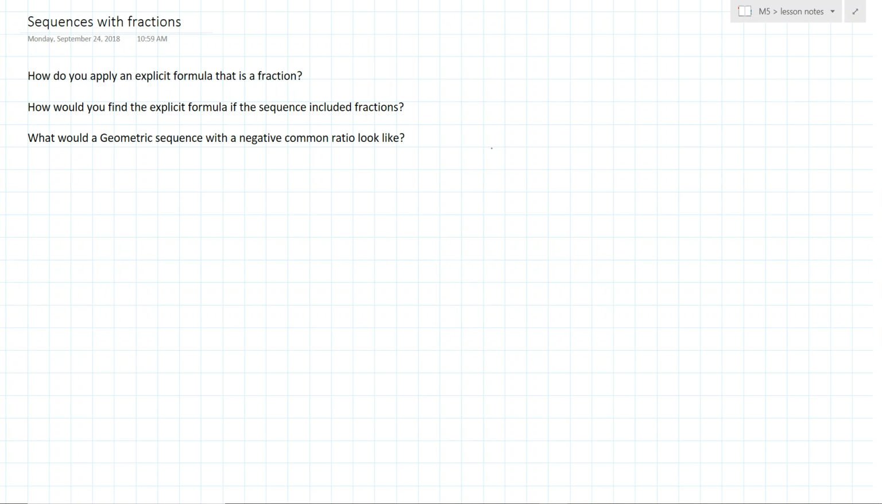So let's just have a quick look. How do you apply an explicit formula that's a fraction? So, for instance, if I told you that UN was 2n plus 1 over n squared plus 2, right? So that looks like a complicated sequence. Okay? How would you find the first 5 terms of that sequence? Yep. You would replace N with 1, then 2, 3, and so on.